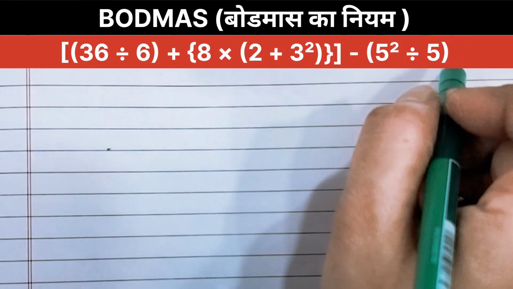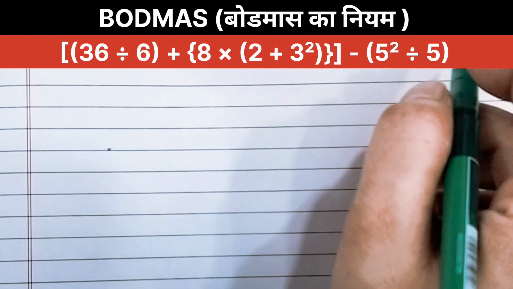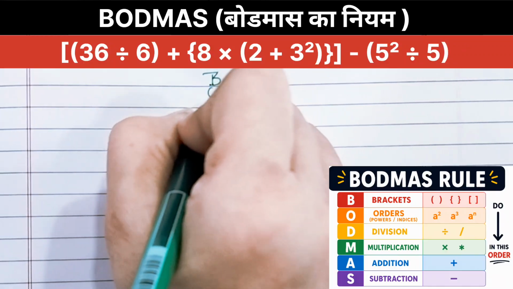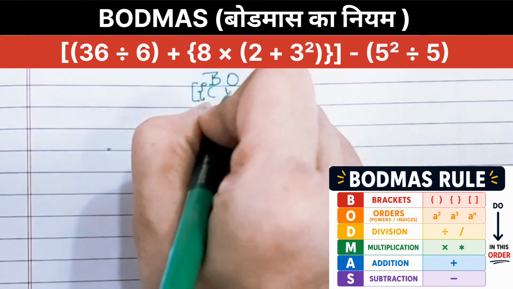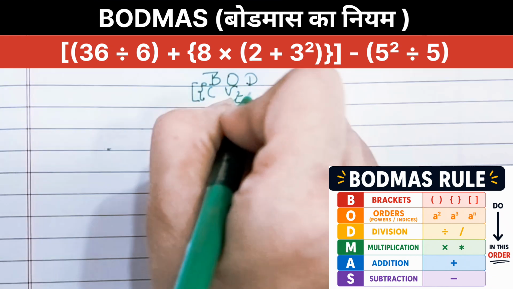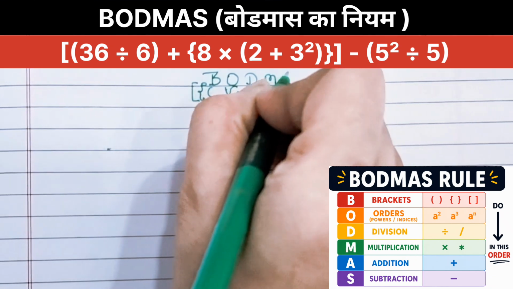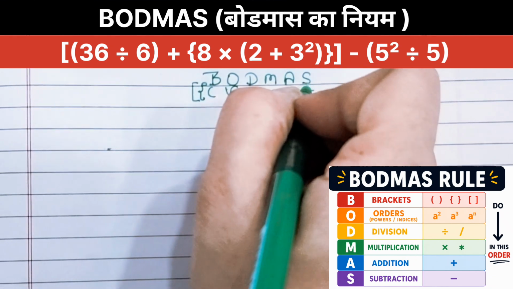Hello friends, now according to this expression we use the BODMAS rule. The BODMAS rule says first we solve brackets: small brackets, curly brackets, then square brackets. O stands for orders, or we convert into multiplication, we solve roots and exponents. D stands for division, M stands for multiplication, A stands for addition, S stands for subtraction.